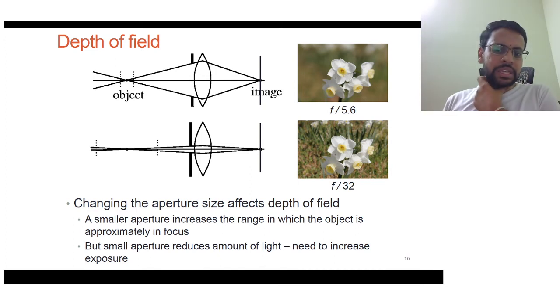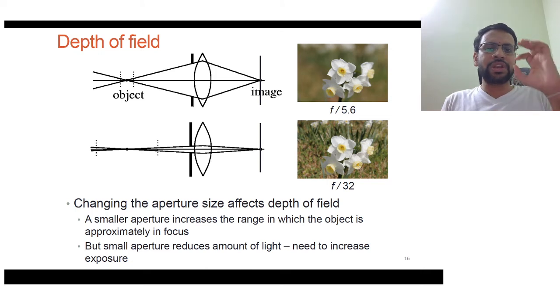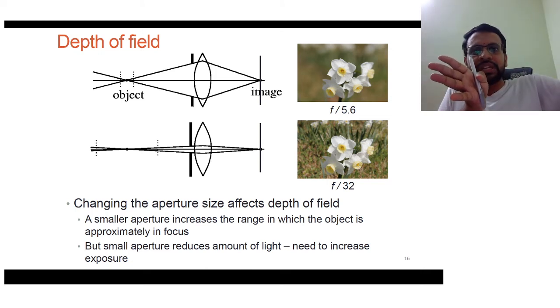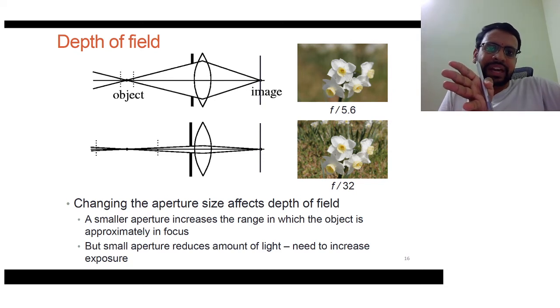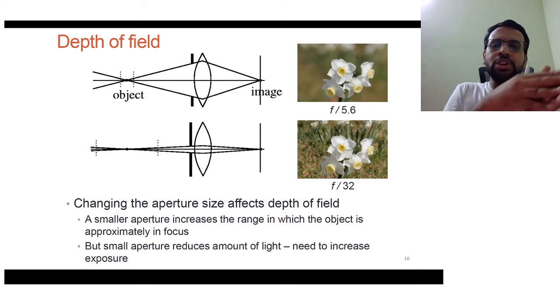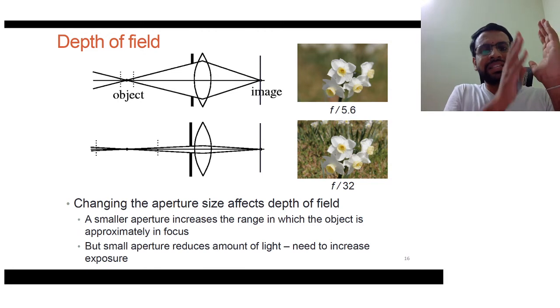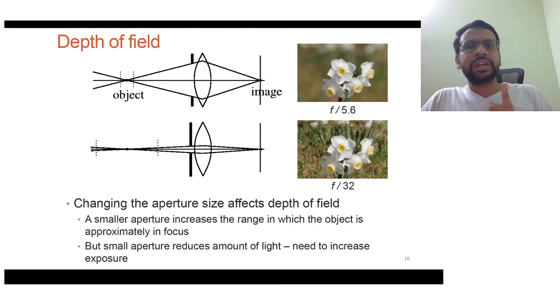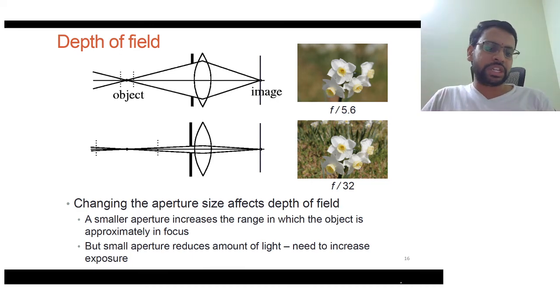And then of course the second issue: when you are reducing your aperture size, your depth of field would increase, but a consequence of that is the amount of light passing through and hitting the lens is reducing, right? So you perhaps have to increase your exposure time in order to get a clear picture.